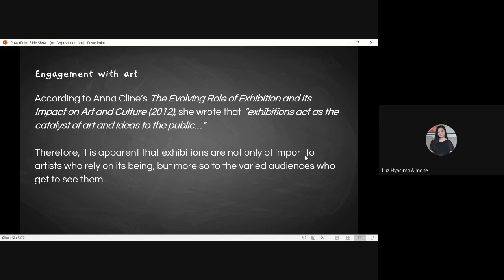For example, is the art exhibition. This is where the audience can see that art piece. So, by its nature, it holds a mirror up to society. It reflects its interests and concerns while at the same time challenging its ideology and preconceptions. So, the purpose of it is to keep the art relevant to society and to a diverse audience at any given point in history. This is one of the main goals of the art exhibition, and one of the reasons it is so important to the history of art. So therefore, it is apparent that exhibitions are not only of import to artists who rely on its being, but more so to the varied audiences who get to see them.